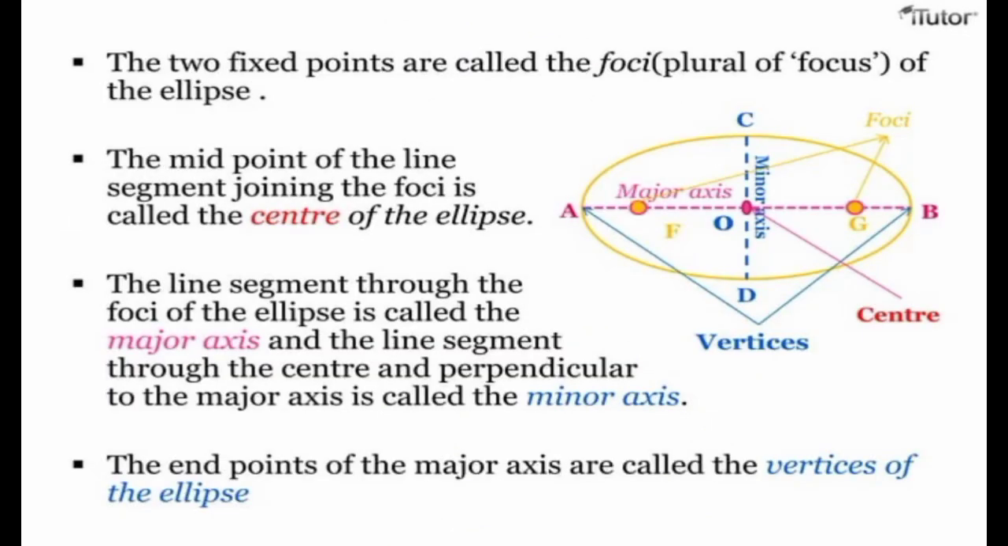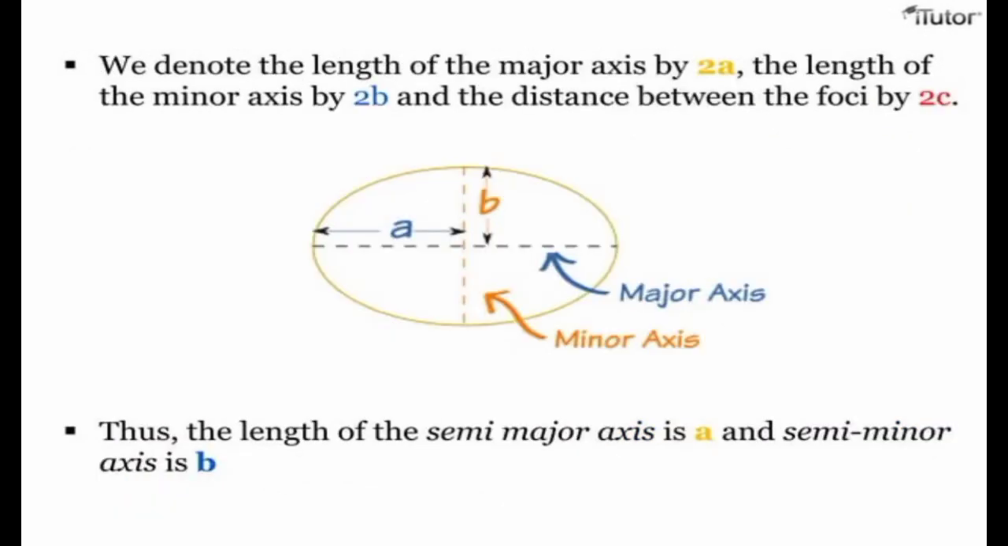The two fixed points are called the foci of the ellipse. The midpoint of the line segment joining the foci is called the centre of the ellipse. The line segment through the foci of the ellipse is called the major axis, and the line segment through the centre and perpendicular to the major axis is called the minor axis. The endpoints of the major axis are called the vertices of the ellipse.